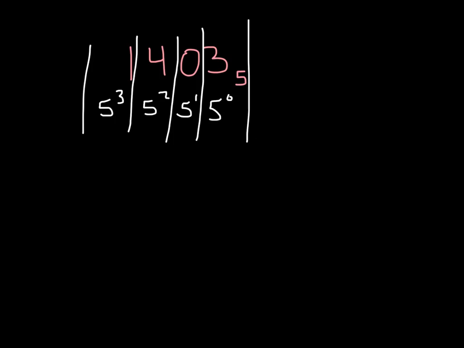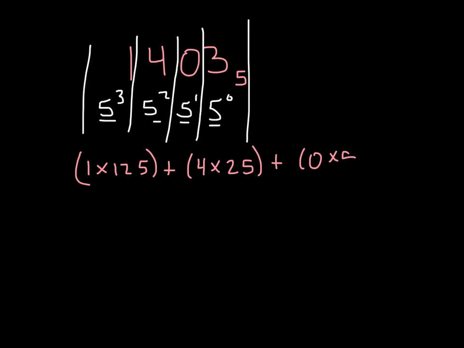And the reason I knew that is because I knew the base of my exponent changed to 5. Or I should say the base of my power changed to 5. And so this 1 is no longer worth 1,000. It's worth 125 because 5 cubed is 125. So this is 1 times 125 plus 4 times 25 plus 0 times 5 plus 3 times 1 because 5 to the 0 power is 1.